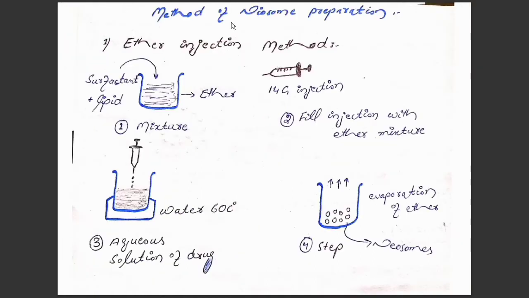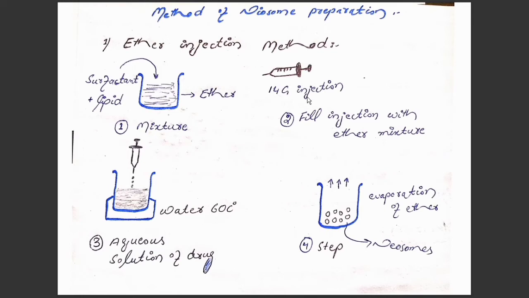Methods of Niosome preparation. So how can we prepare Niosomes? The first method is the ether injection method. As the name indicates, something is injected here. The first step in the ether injection method is that we will prepare a mixture. We will take a beaker and add ether. Then after this we will add the surfactant plus lipid. So we will get a mixture.